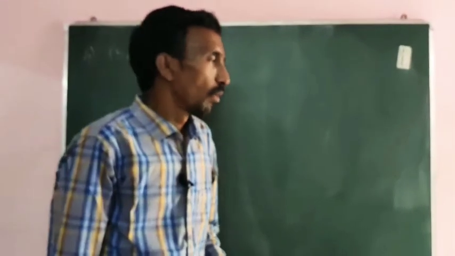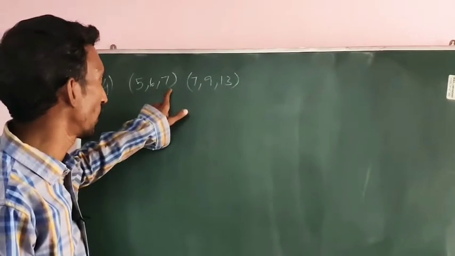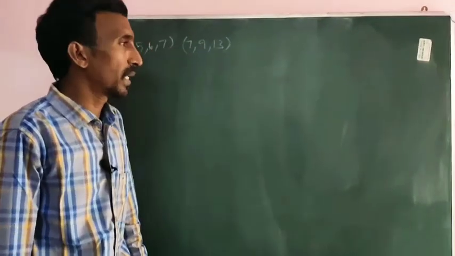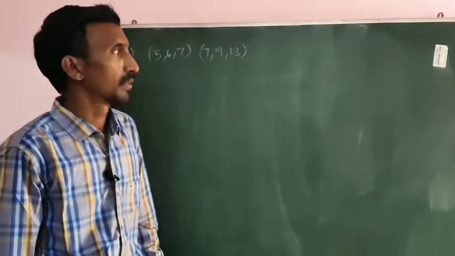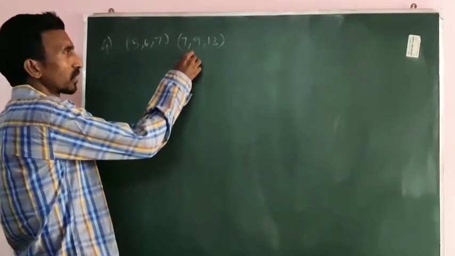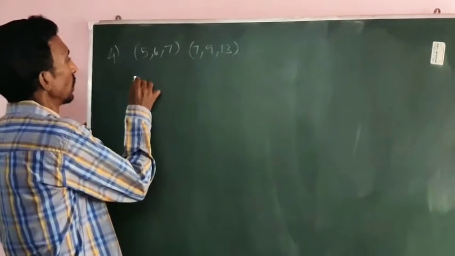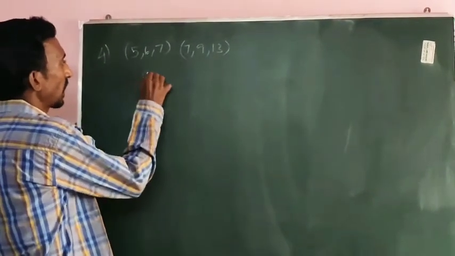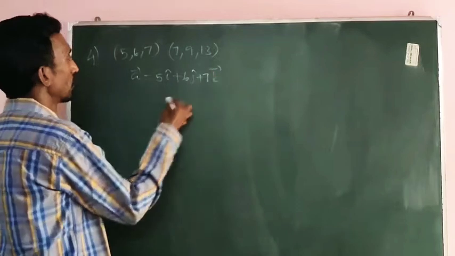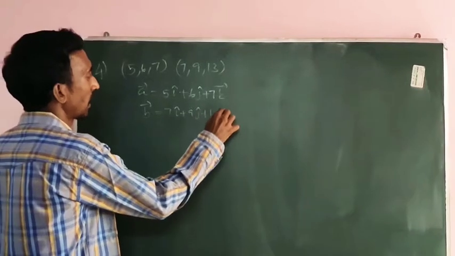So question number 4: find out the direction cosines of the line passing through the points (5, 6, 7) and (7, 9, 13). Also find out the parametric vector form and the Cartesian form of the line. Take this one as x1 y1 z1 and this as x2 y2 z2, or the position vector of the first one as a vector and the second one as b vector. So first write down a vector equals 5i plus 6j plus 7k. Similarly b vector is 7i plus 9j plus 13k.